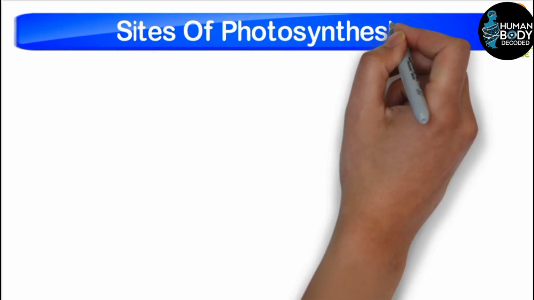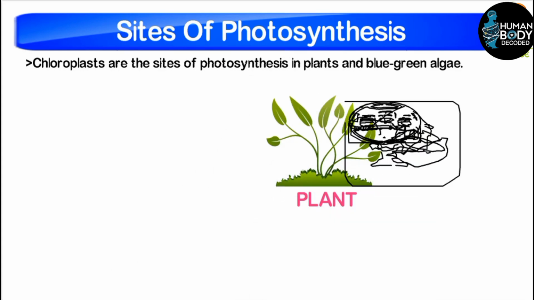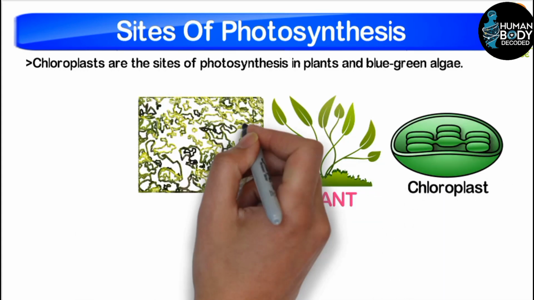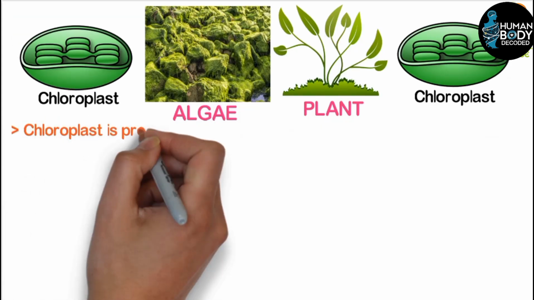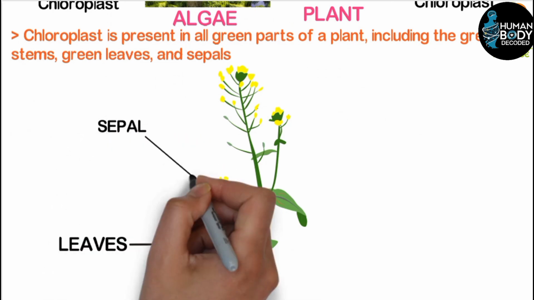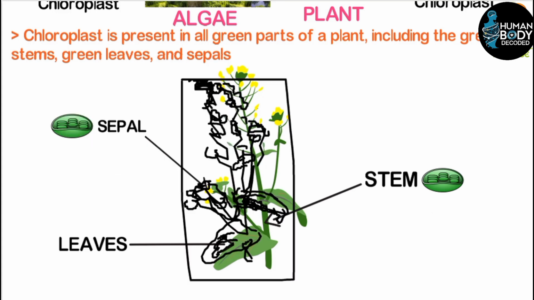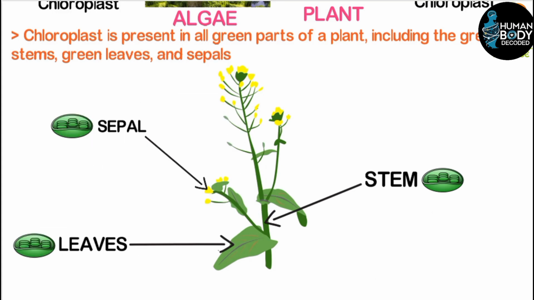Where does photosynthesis occur? Photosynthesis takes place in chloroplasts, specialized organelles found in plant cells. Green parts of plants, such as leaves, sepals, and stems, contain chloroplasts, making them the primary sites of photosynthesis. Even blue-green algae contain chloroplasts, enabling them to perform photosynthesis.